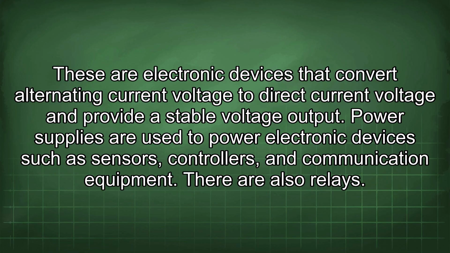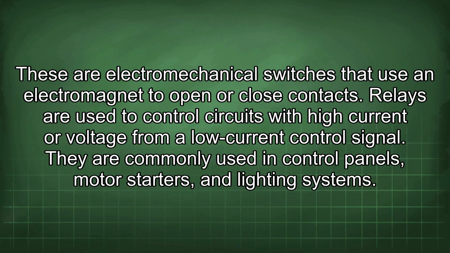There are also relays. These are electromechanical switches that use an electromagnet to open or close contacts. Relays are used to control circuits with high current or voltage from a low current control signal. They are commonly used in control panels, motor starters, and lighting systems.